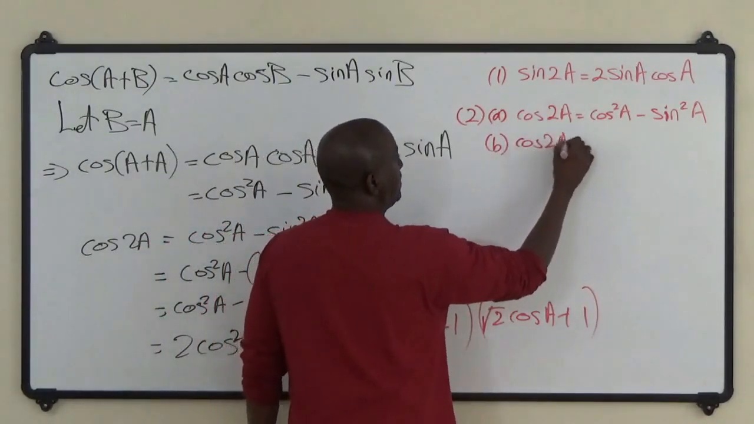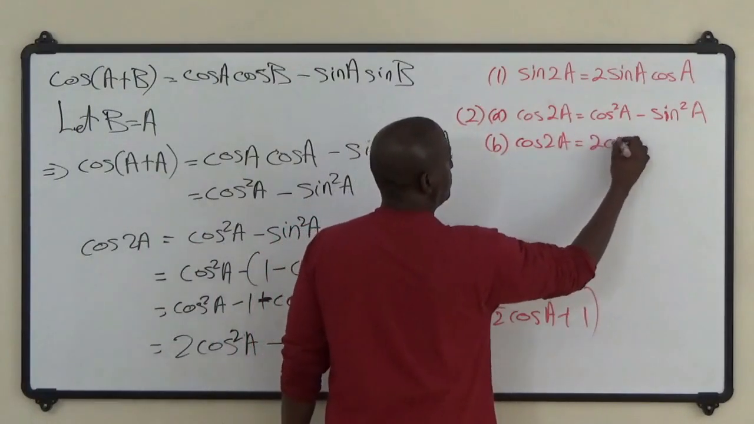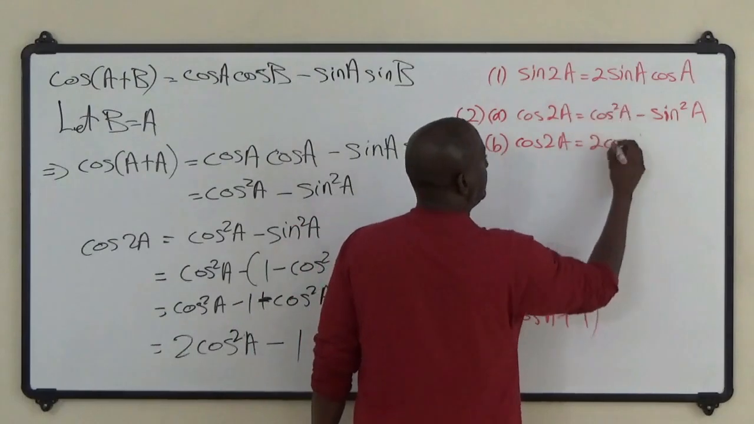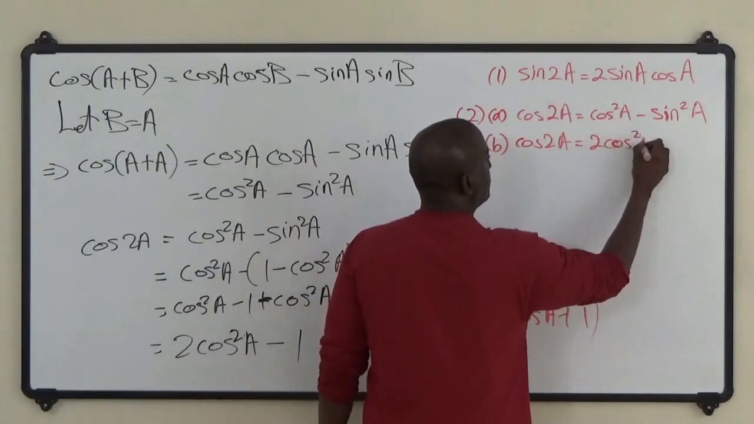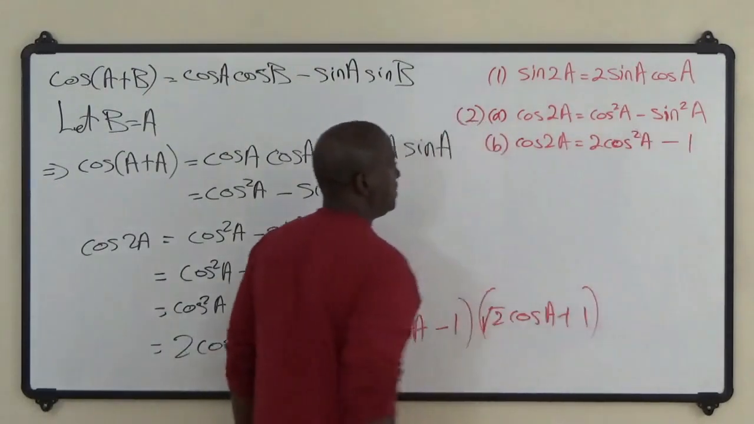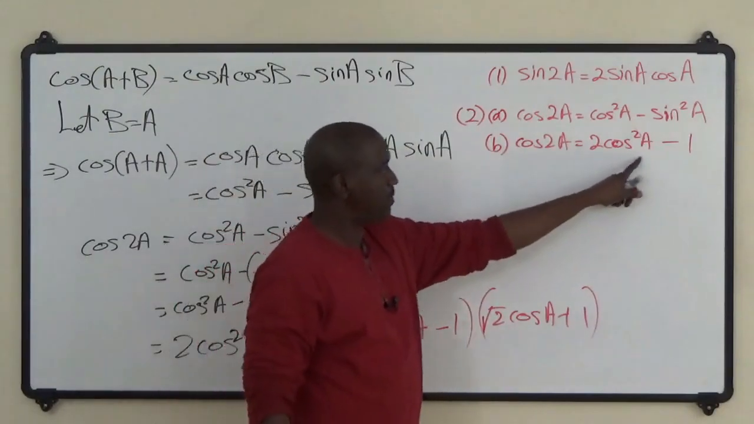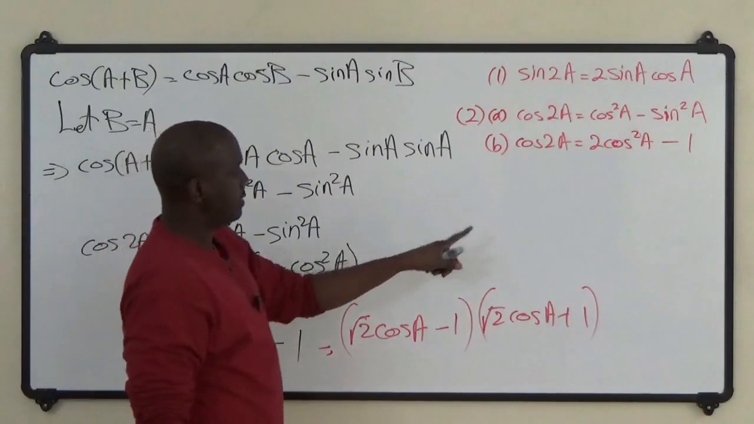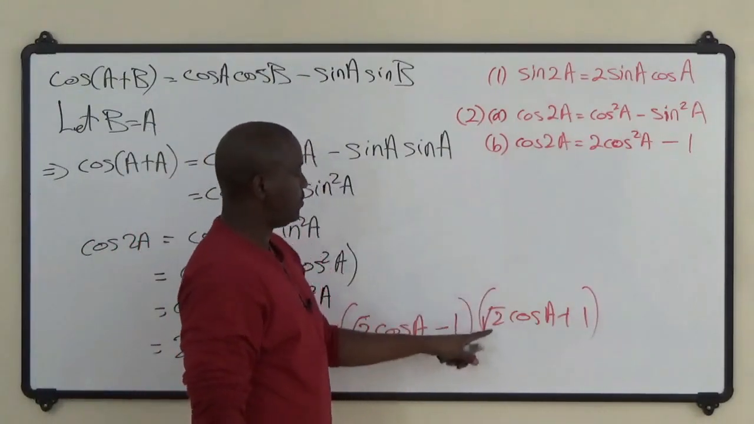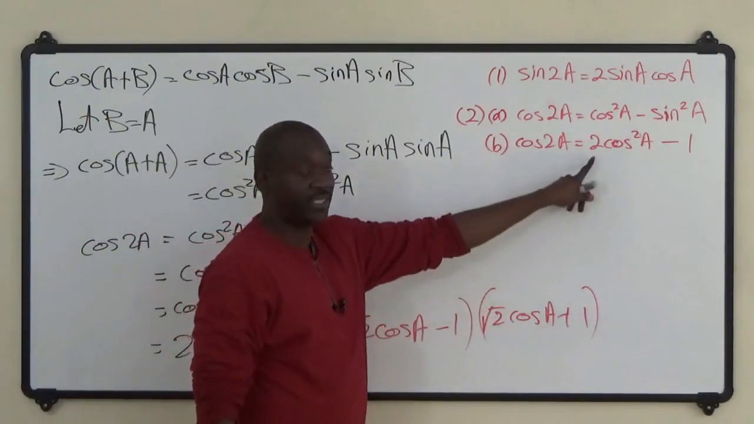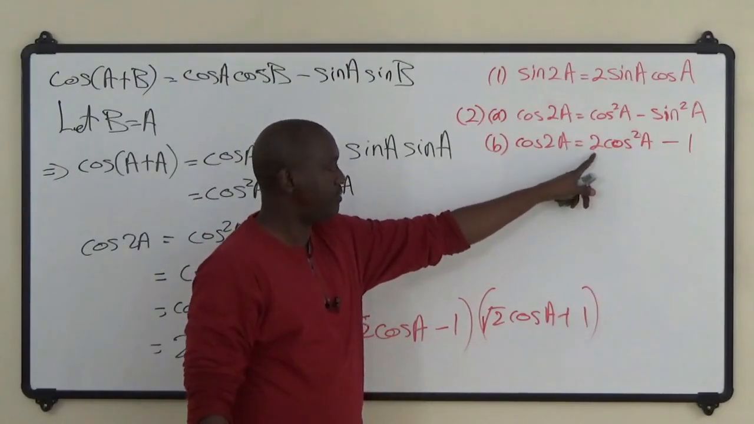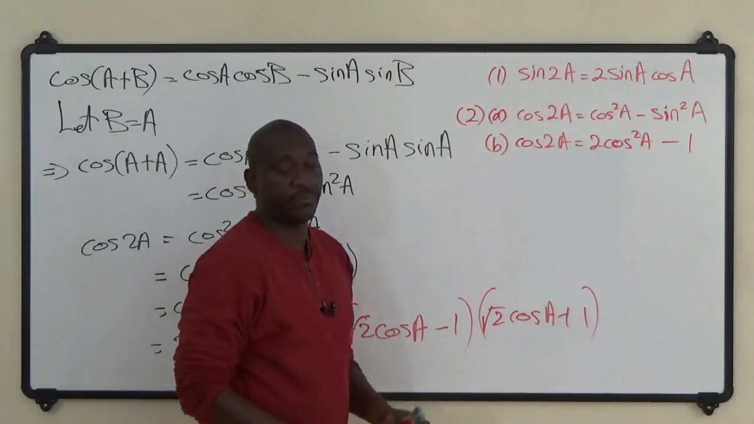Cos 2a is equal to 2 cos squared a minus 1. Of course, we could express this 2 as a difference of two squares by treating the square root of 2 as root 2. So in other words, even though 2 is not a perfect square, we use surds and we express it as just root 2.